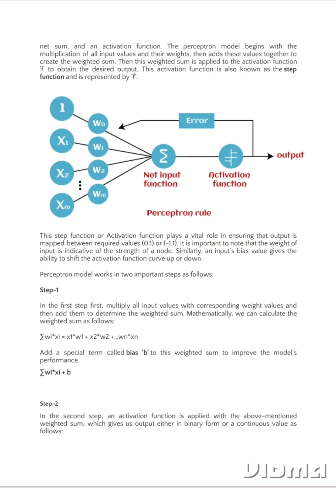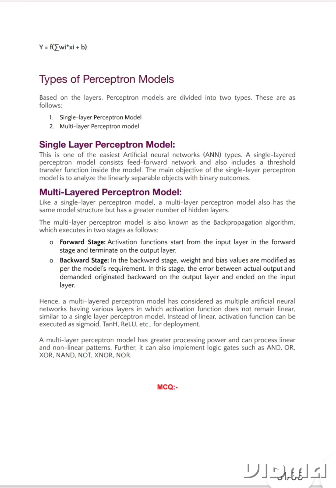Step 2. In the second step, an activation function is applied with the above mentioned weighted sum, which gives us output either in binary form or a continuous value as follows: Y = f(summation wi * xi + b). Types of perceptron models. Based on the layers, perceptron models are divided into 2 types. These are as follows. 1. Single-layer perceptron model. 2. Multi-layer perceptron model.